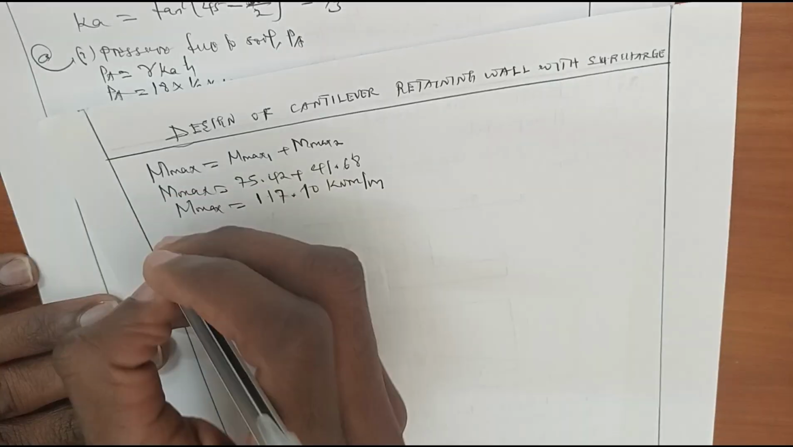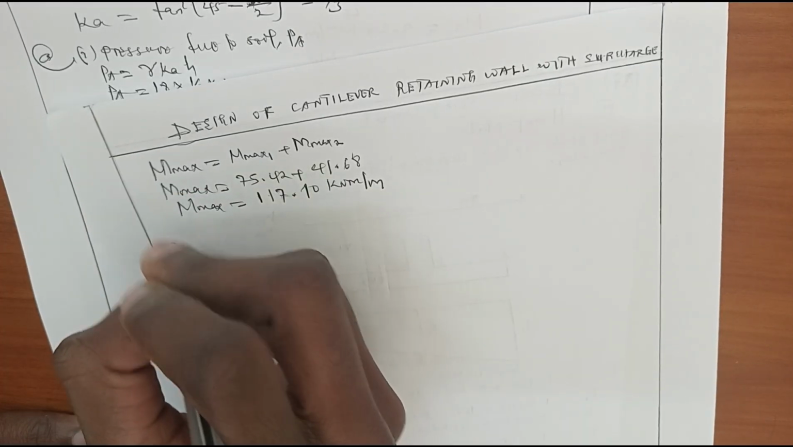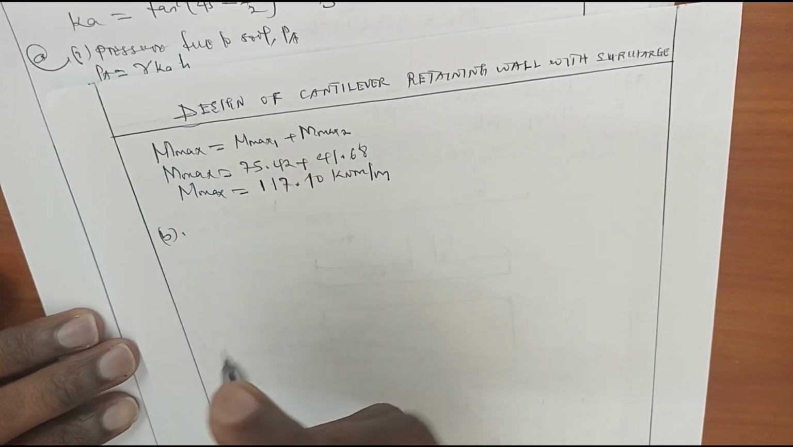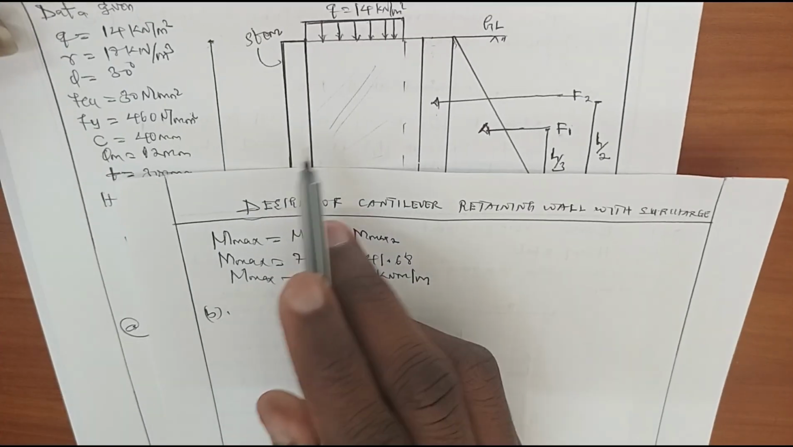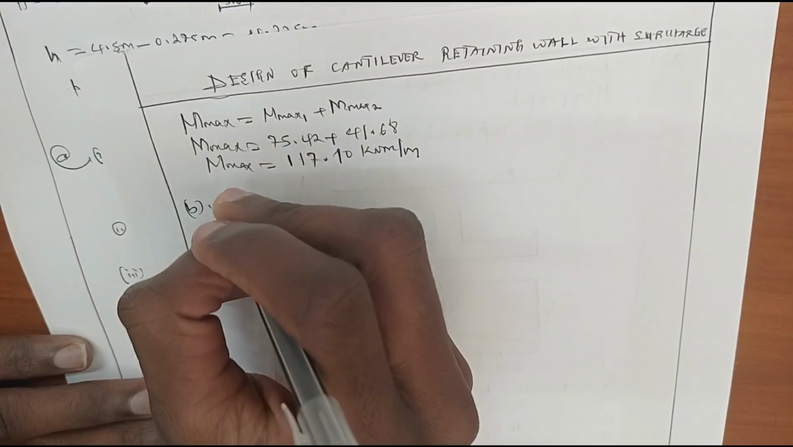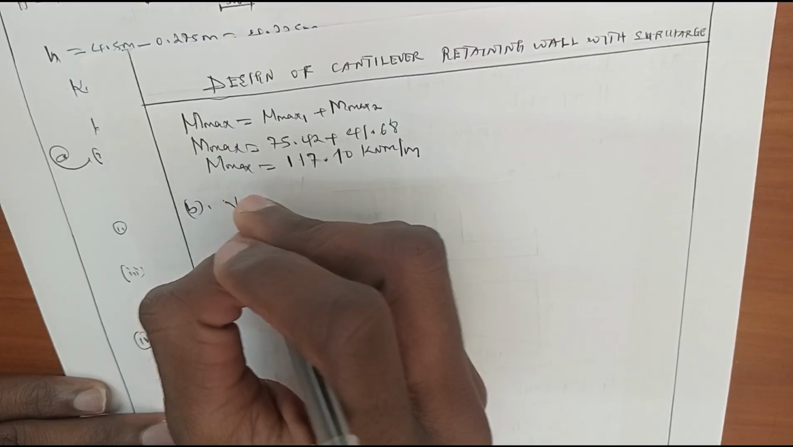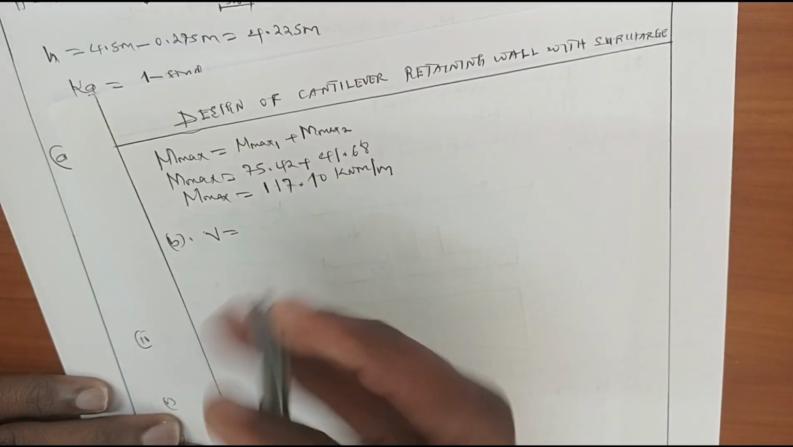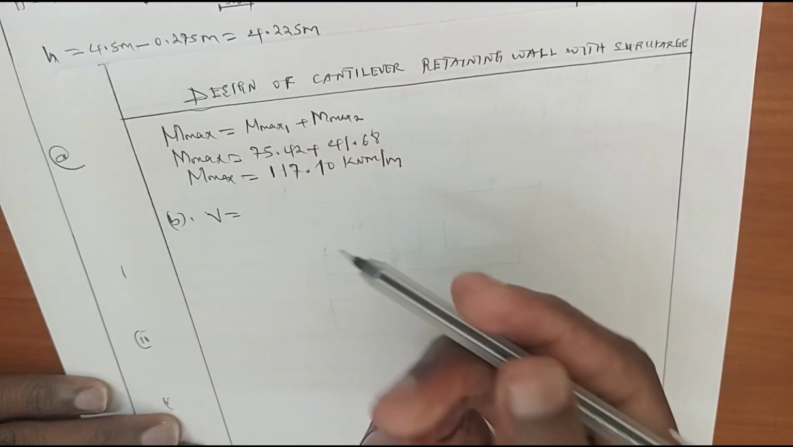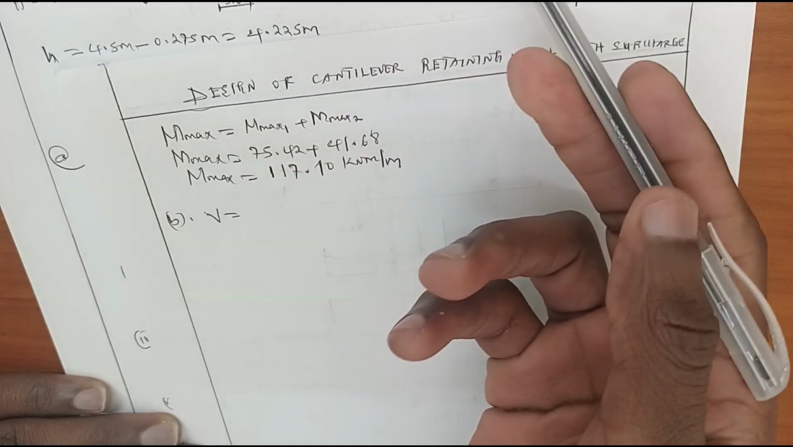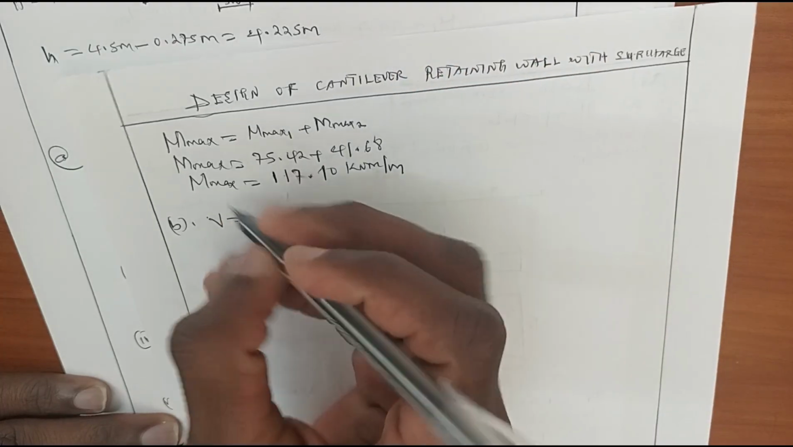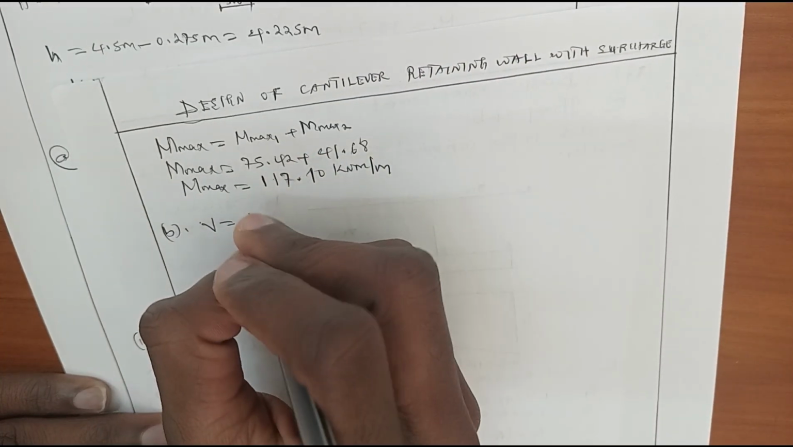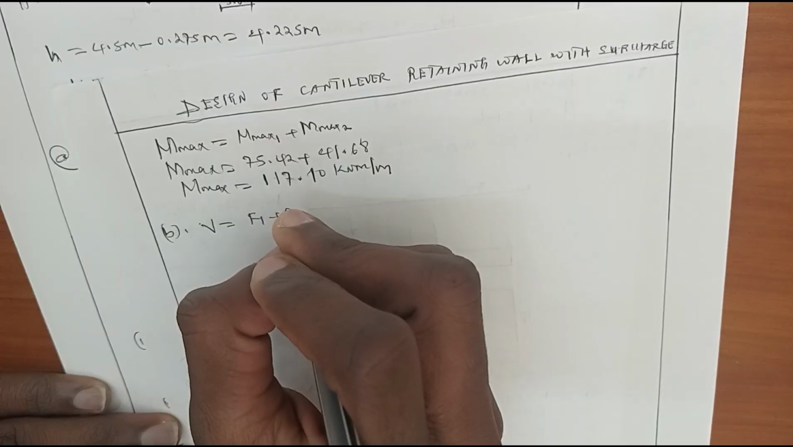Now, next step, which is B, we are required to determine the maximum shear force of this stem wall. Maximum shear force is obtained by taking the total horizontal force, the horizontal force for the soil and the horizontal force due to surcharge. So maximum shear force is obtained by taking force 1 plus force 2.